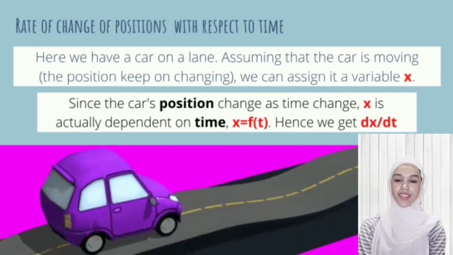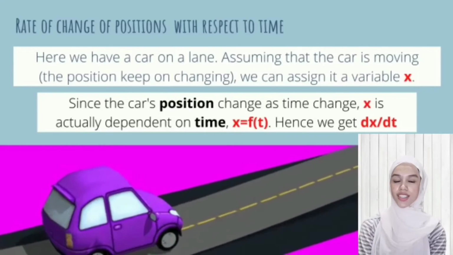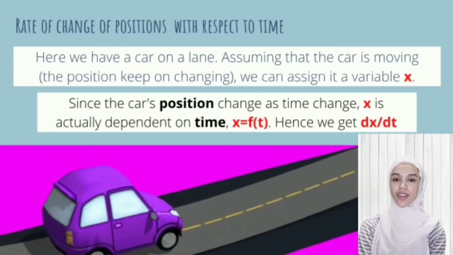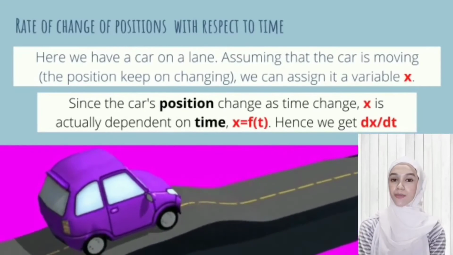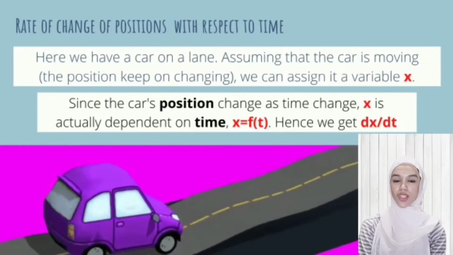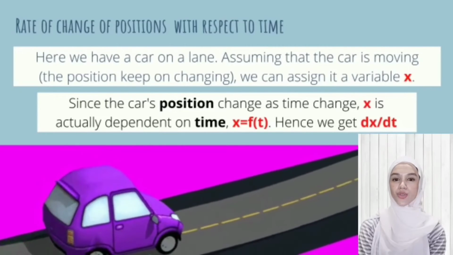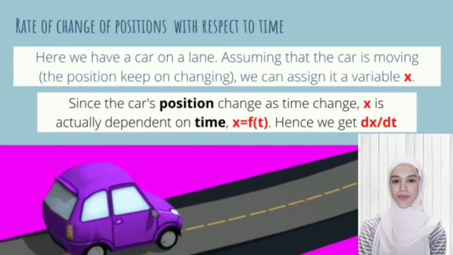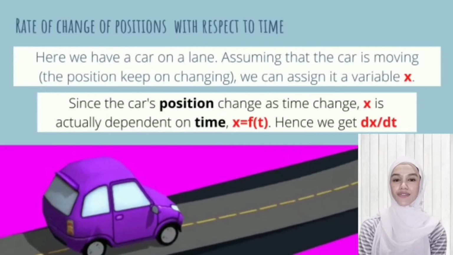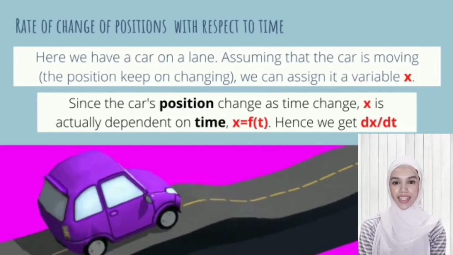But then, since the car's position changes as time goes on, we can say that x is actually dependent on time, which is x = f(t), where t is the representation for time. Hence, we will get the function dx/dt.